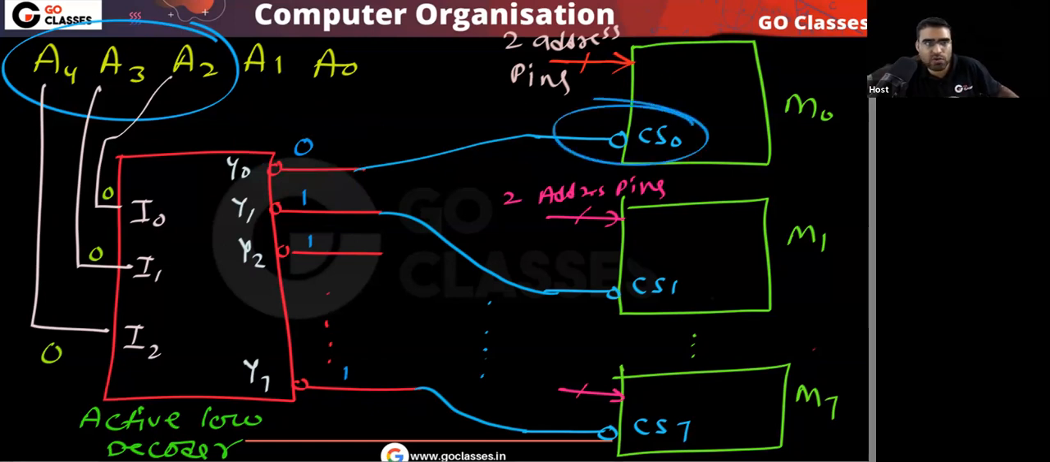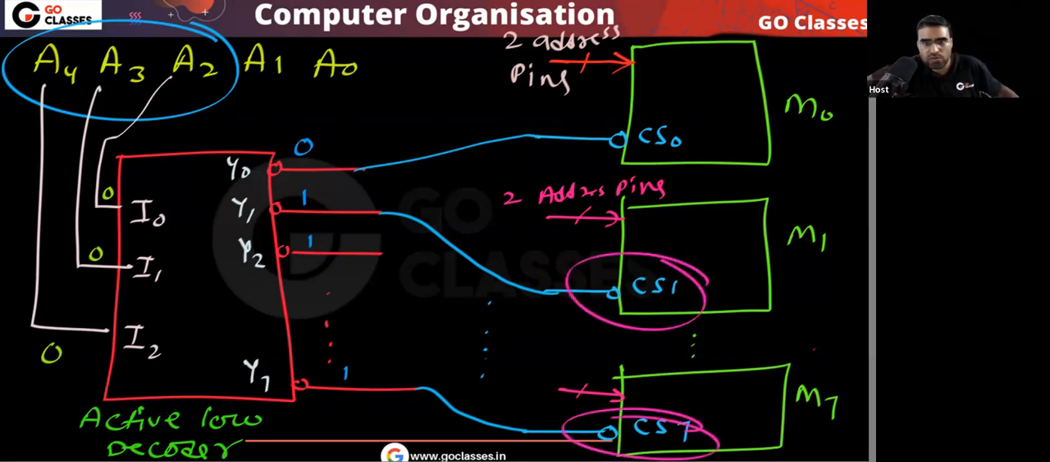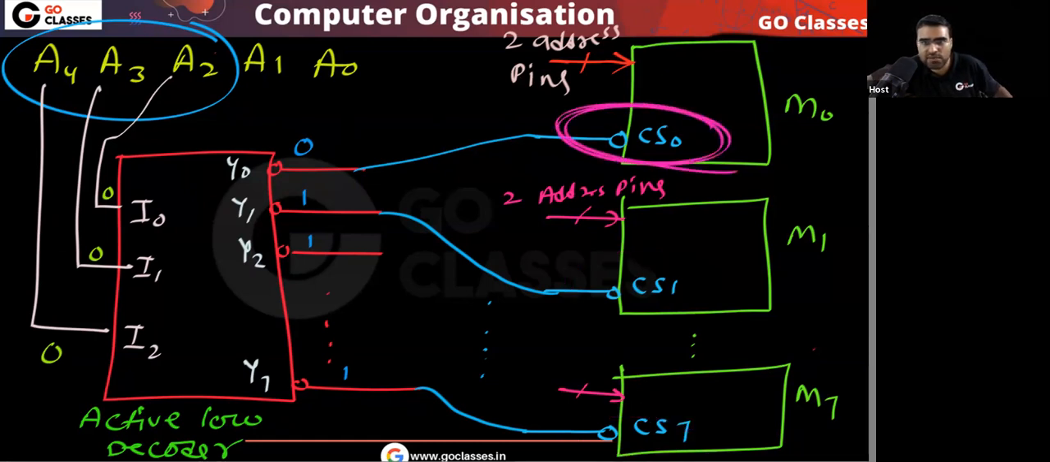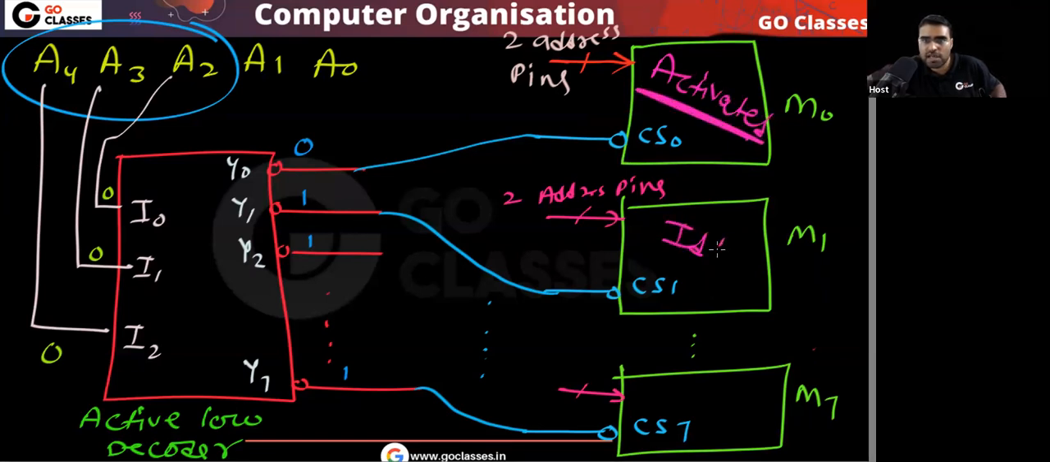Now you can easily see only this is 0. So this chip select equals 0. Which chip will be activated? Remember, all the chip selects are active low. They will be active when they are low. So when it is active, it will be low, or I can say when it is low, it will be active. So in this situation, this M0 will be activated. So I can say this is activated. Okay, this is idle.